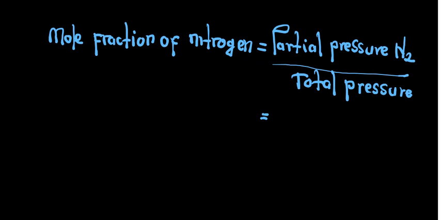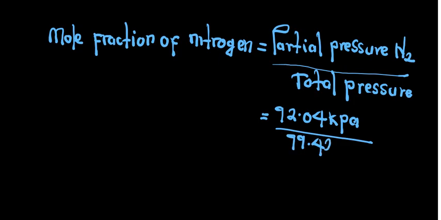just going to give us what? It's going to give us 92.04 kilopascal divided by 99.42 kilopascal, right? And then the value we're going to get there is 0.926. So that is how you find the mole fraction of the nitrogen. So it is as easy as that.